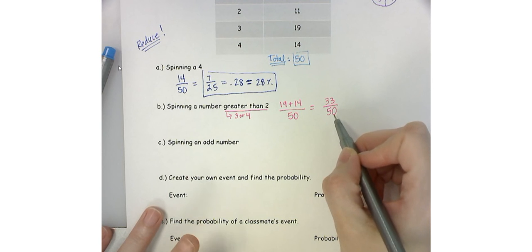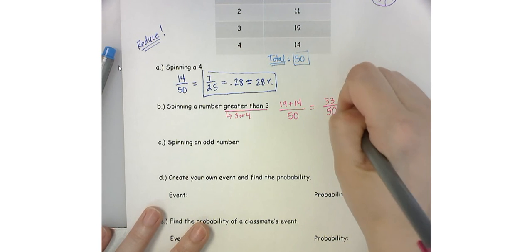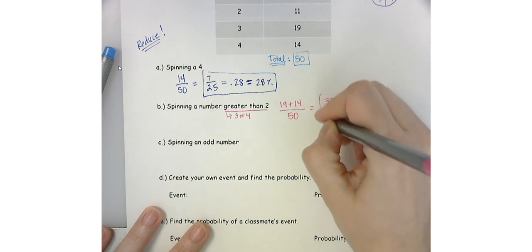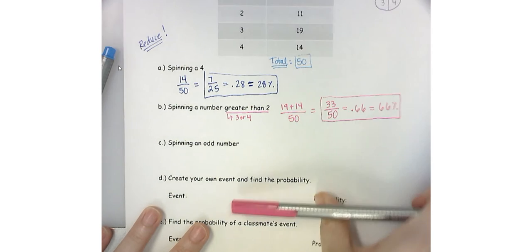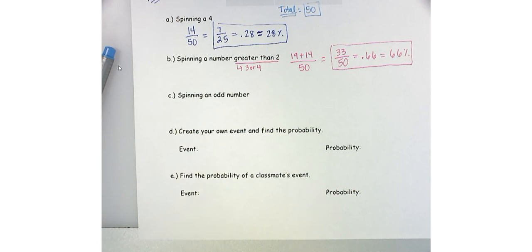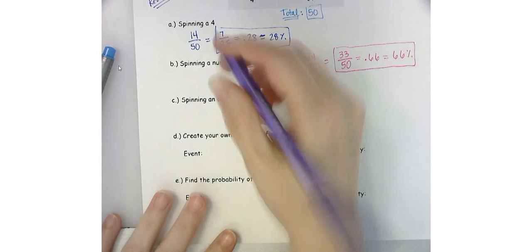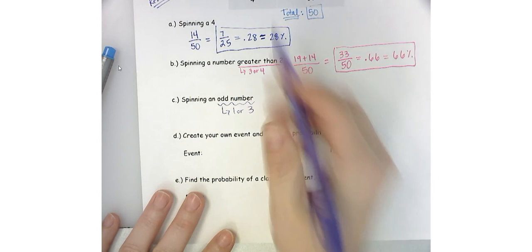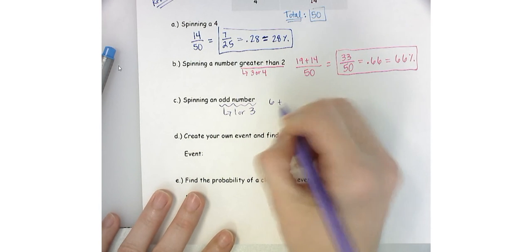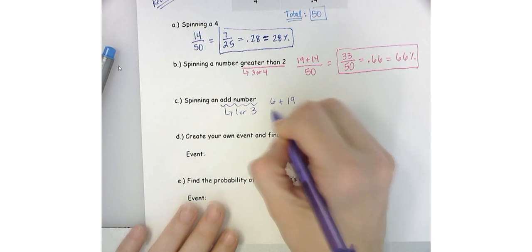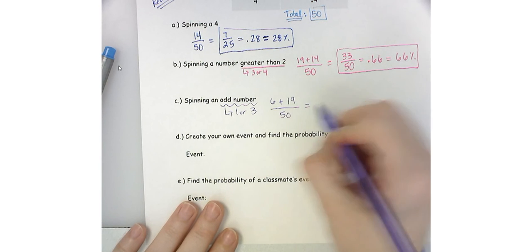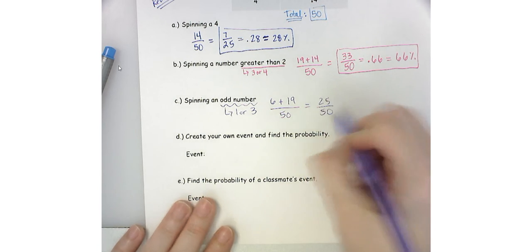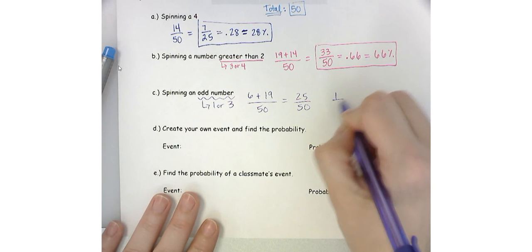Okay, I'm going to have you create your own event, but I'm going to be your classmate, and I'm going to tell you what to do for E. For the last one, I want you to do the event of not spinning a 4. Because what do I want you to practice with this one? The complement. Yeah, so didn't we already find the probability of spinning a 4? So this would just be 1 minus the probability of spinning a 4, which we already found is 7/25.